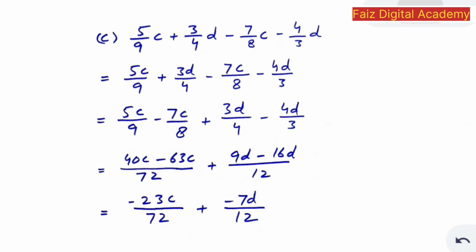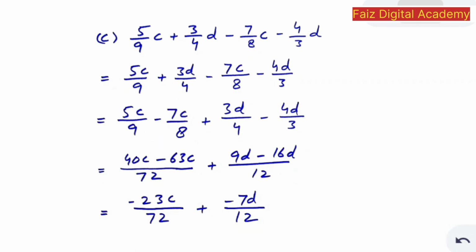Now in the C part we are given this question in which again there are two types of variable. One is c and the other is d. So first step, multiply the numerator with the variable. So 5 multiplied by c, the answer is 5c. 3 multiplied by d, the answer is 3d. 7 multiplied by c, the answer is 7c, and 4 multiplied by d, the answer is 4d.